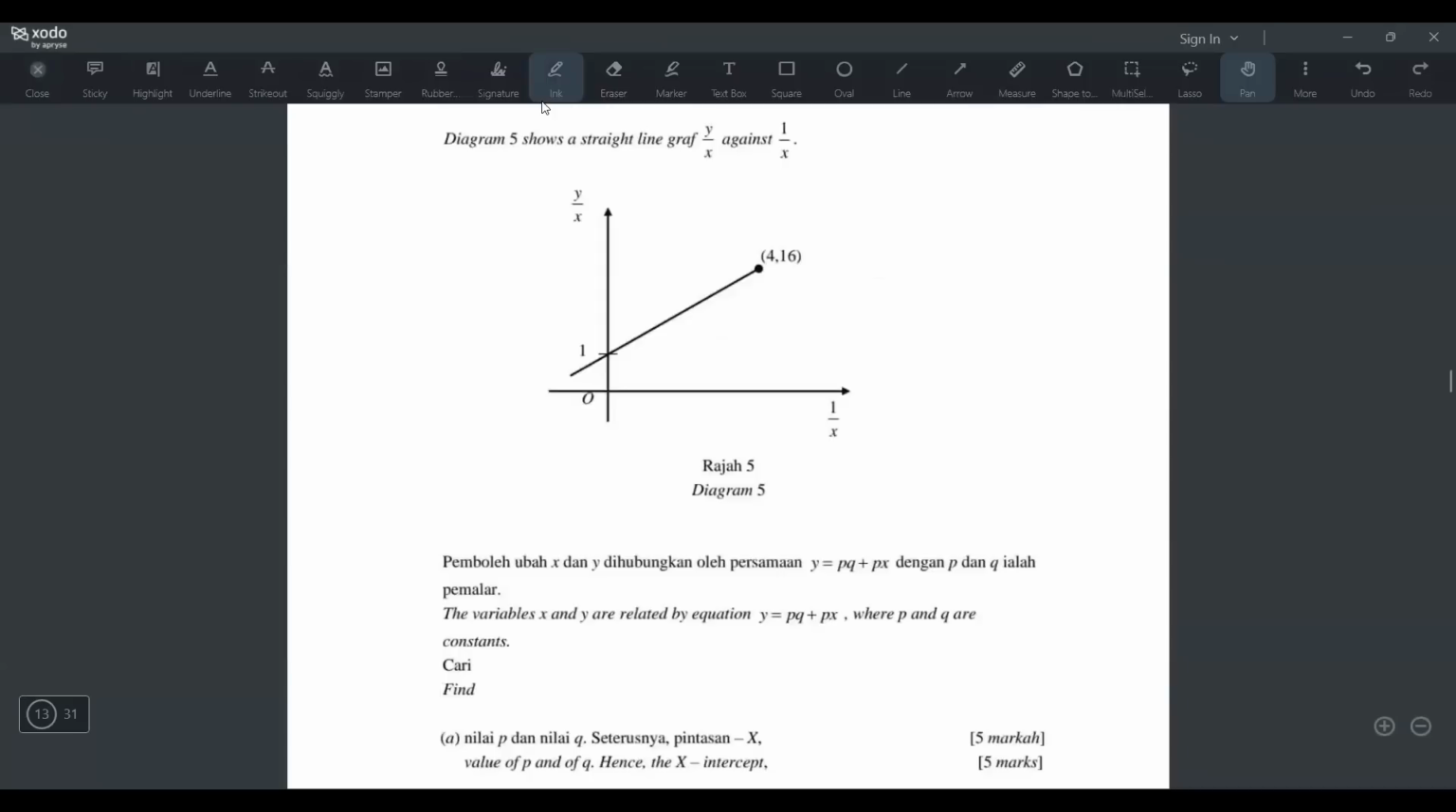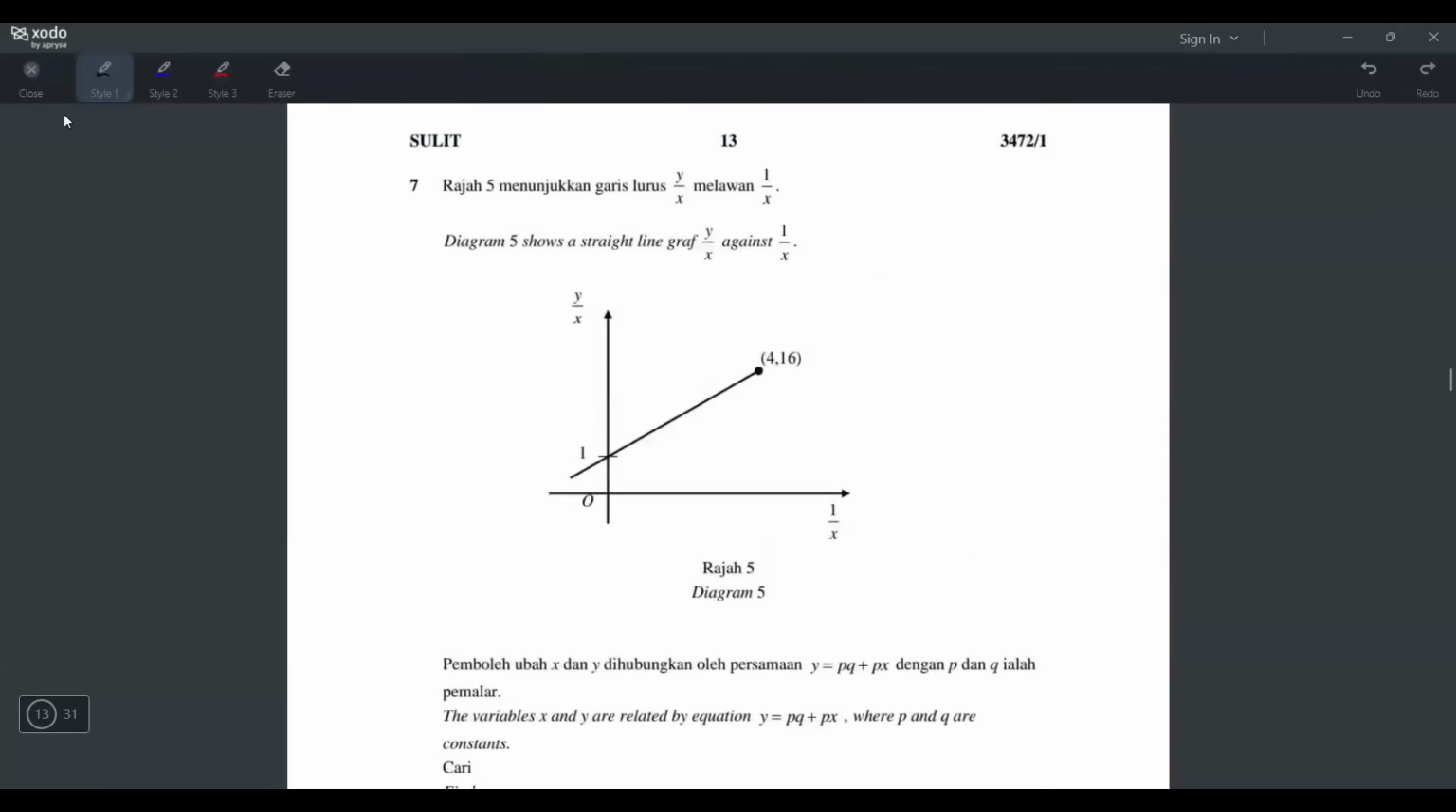Okay, I want to do number 7 now. So this is linear law question. Diagram 5 shows a straight line y over x against 1 over x. Okay, the y-axis and x-axis is y over x and 1 over x. And they give you two coordinates here, 4, 16, and this point is actually 0, 1, because this is the y-intercept, right? So when it's y-intercept, the x coordinate will be 0. Okay, the variables x and y are related by this equation.